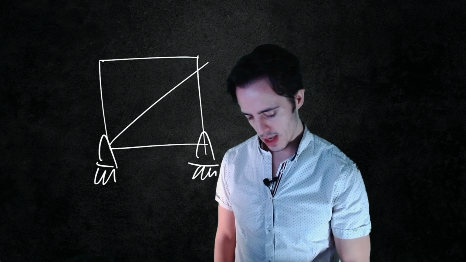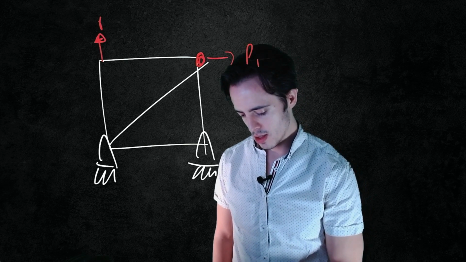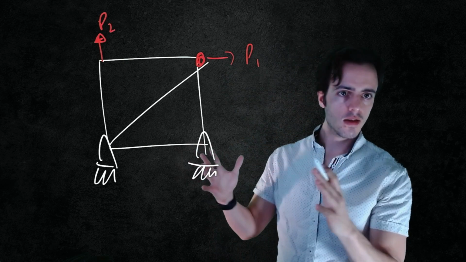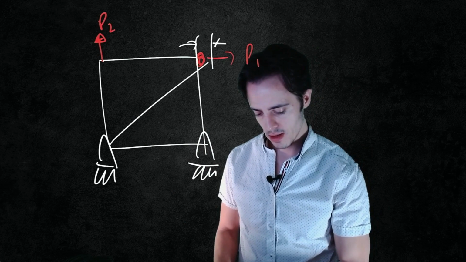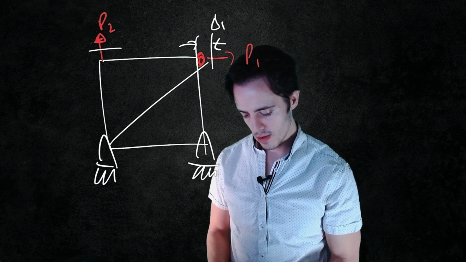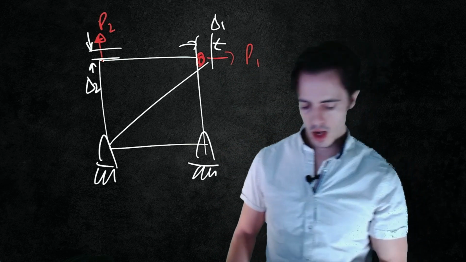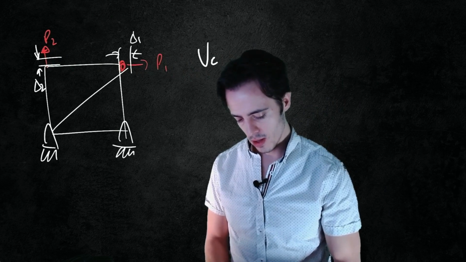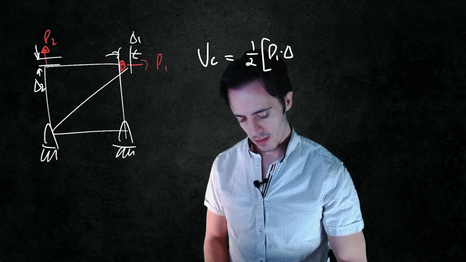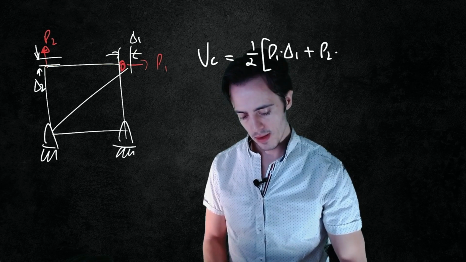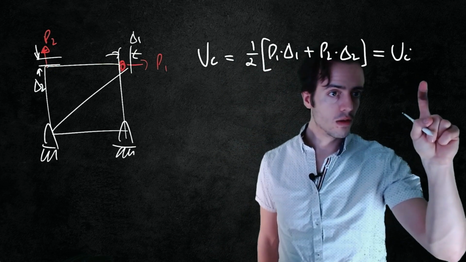let's say we had P1 and P2, a structure that looks like this, we're going to have 2 displacements. The structure is going to move a little bit in this direction, delta 1, and it's going to move in this direction as well. So our external work for this structure, UE, would be 1/2 multiplied by P1 multiplied by delta 1 plus P2 multiplied by delta 2. And it would still be equal to the internal strain energy.